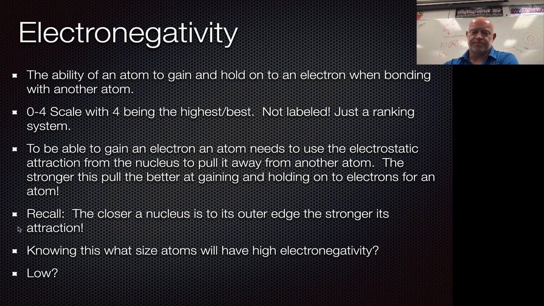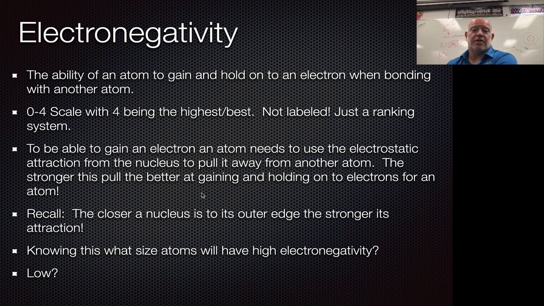If you recall, the closer a nucleus is to its outer edge, the stronger its attraction is. What that means is the absolute smallest atoms, the smallest element that we have, would be the best at gaining electrons. I already mentioned that fluorine is the one that is the 4. It's the highest in electronegativity. Fluorine is in the upper right-hand corner of our periodic table, which is one of the smallest ones out there.